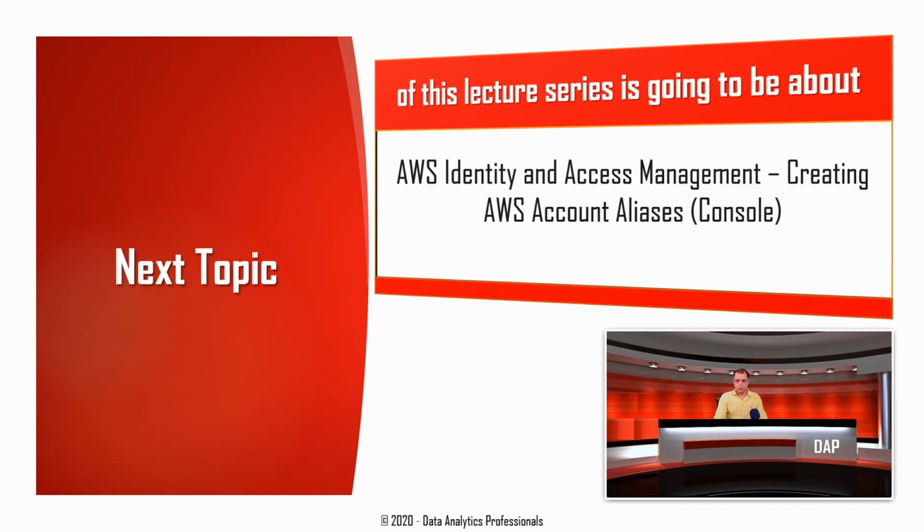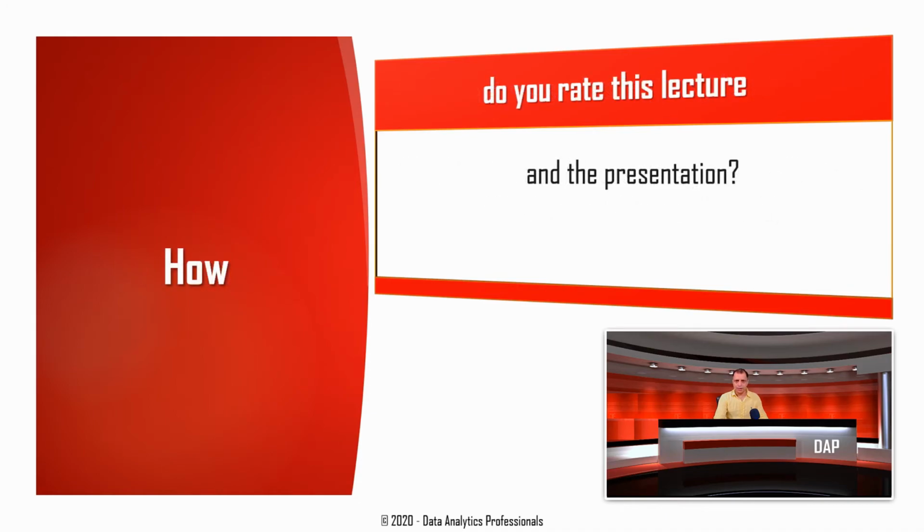For those interested in moving on in this lecture series, the next topic is about AWS Identity and Access Management, and we are going to see creating AWS account aliases through the console. So that's what I have in this lecture, and that brings me nearly to the completion of this lecture.